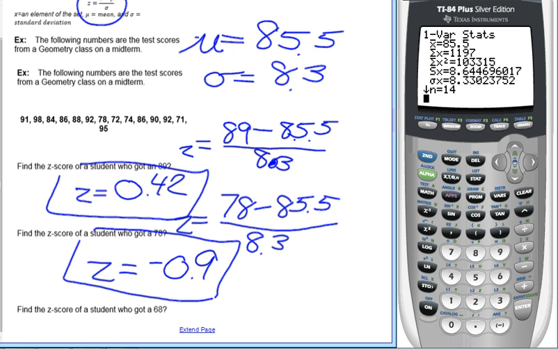My last one, I used the same numbers. Different colors so maybe we can see better. My last one, find the Z-score of a student who got a 68. I've got Z equals 68 minus 85.5 divided by the standard deviation of 8.3. And when I do that one in my calculator, again, it's below average, so I know I'm going to get a negative. I get negative 2.10.